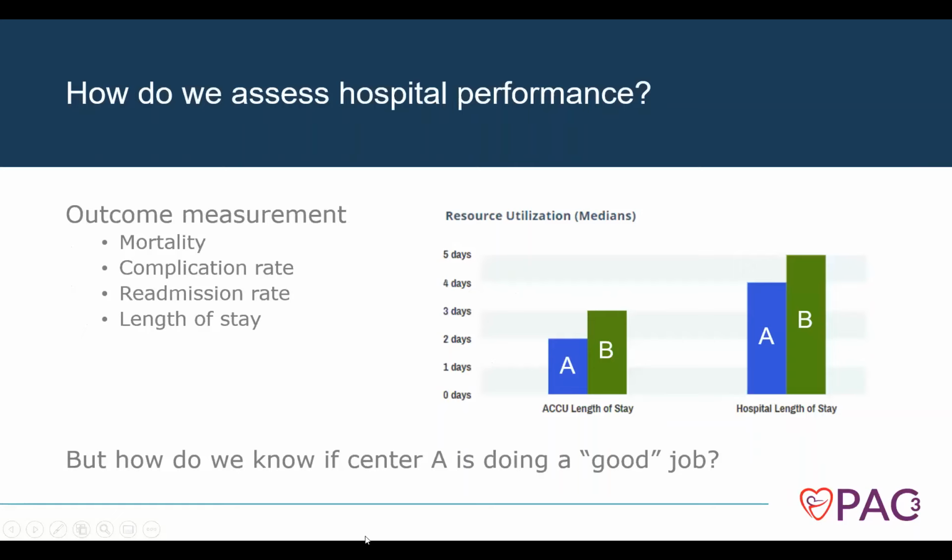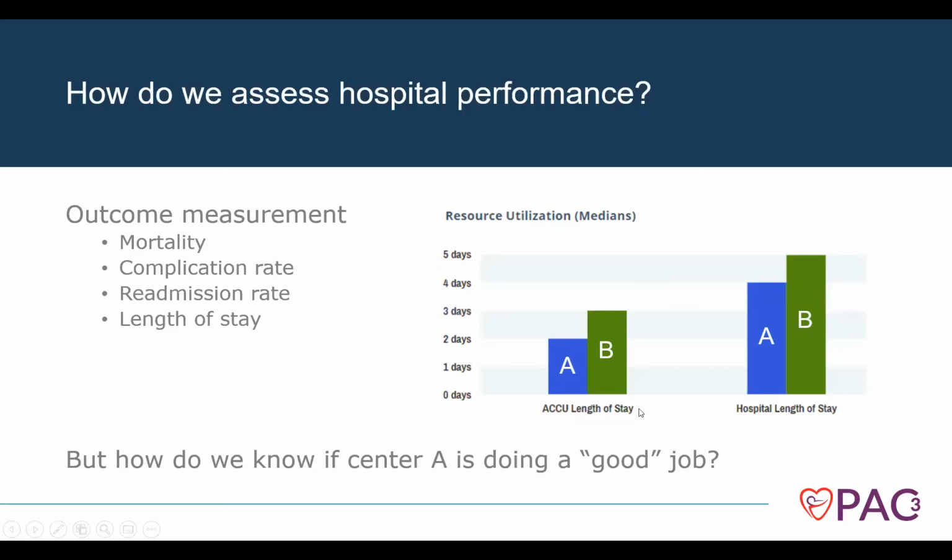So this slide gets at the root of case mix adjustment. How do we assess hospital performance? We're an organization that looks to raise the bar on quality and safety, and really fundamental to that is knowing how we're performing. So there are several key outcome metrics that we look at, and what I have here is just a few. Obviously mortality, complication rate, readmission rate, length of stay. This list can go on and on.